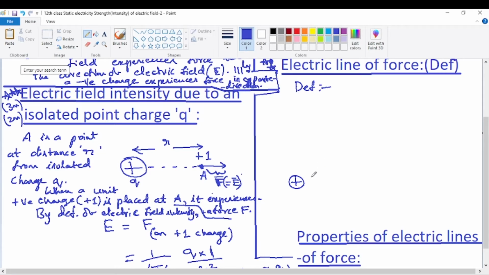Just by looking at the electric lines of force and electric field, the nature of the electric field can be clearly known. What is the direction of the electric field? Direction of the electric field is nothing but direction of the electric field vector. So very clearly, looking at the lines of force, in what direction the electric field is acting can be known. Where the electric field is stronger and where it is weaker can also be known.